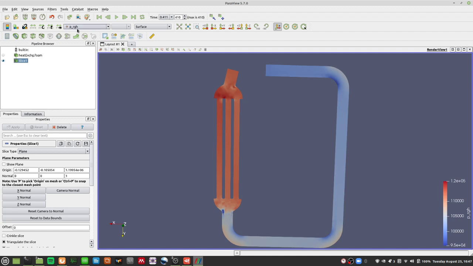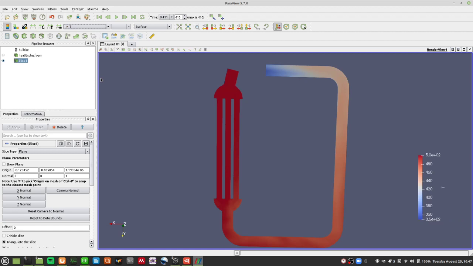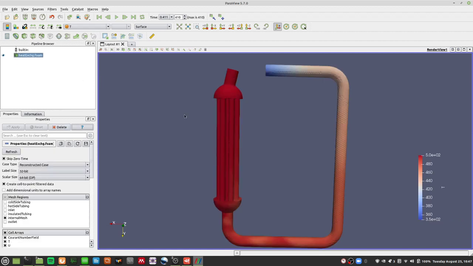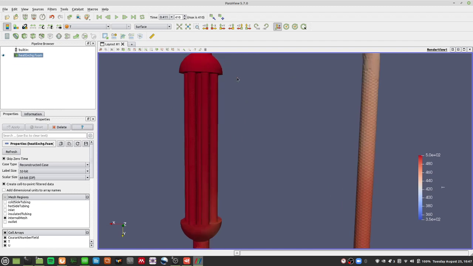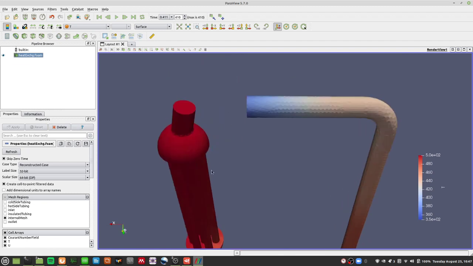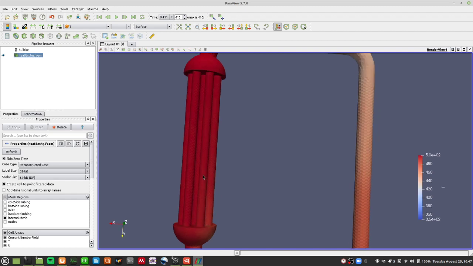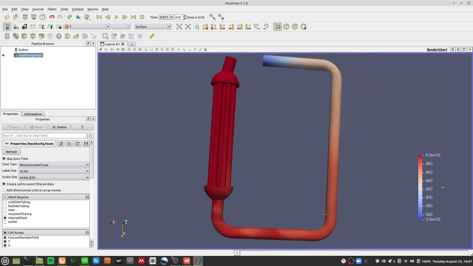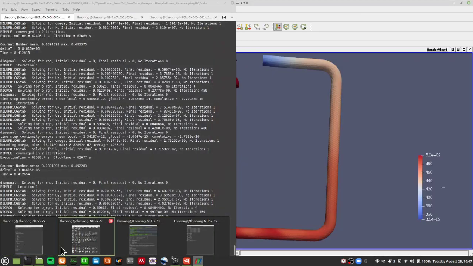They may not be so physical, but at least they're stable. Okay, so let's go through them. So this is what the temperature profile looks like. It comes in hot, and then it's supposed to cool off a little bit inside the cold tubes, and then it's supposed to heat up here. Now that's what I intended anyway.